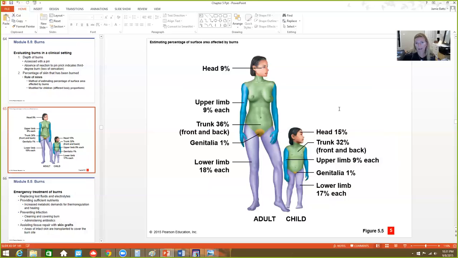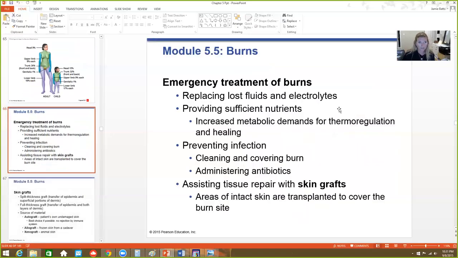And I'm not going to give you a chart and say this woman has this part and this part burned, how much percent of her body and whatever. This is just for reference for clinical settings only. Let's talk about treatment briefly.